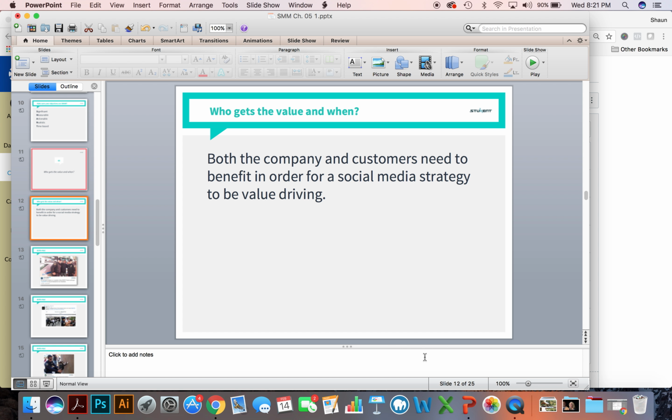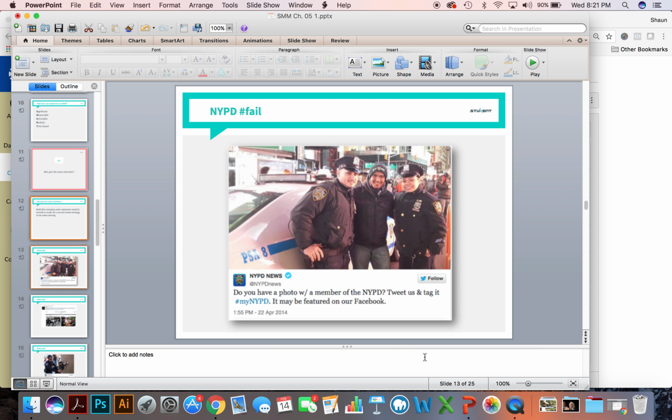Another thing that we need to keep in mind is not all social media plans go according to plan. Sometimes the most well-intentioned social media plans completely backfire on you. And you need to understand those risks before you start one. For instance, the New York City Police Department created a social media campaign where they were trying to reverse the animosity towards their police department with recent events that transpired by having a social media contest saying, do you have a photo with a member of the NYPD Blue? Tweet and tag my NYPD and may be featured in our Facebook.